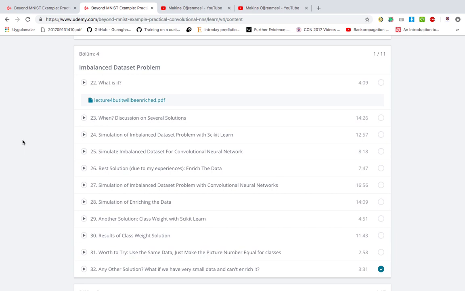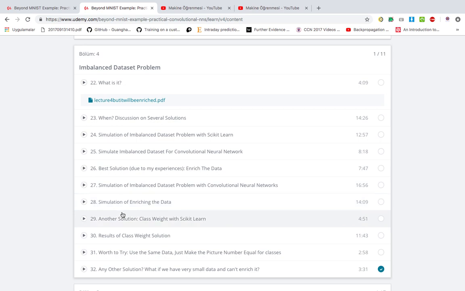So maybe you are using a very good architecture and your training results are very good, but in the testing results you see some weird things happening. In the imbalanced dataset problem, there are lots of solutions, but there are some that are worth trying, like the class weight solution.